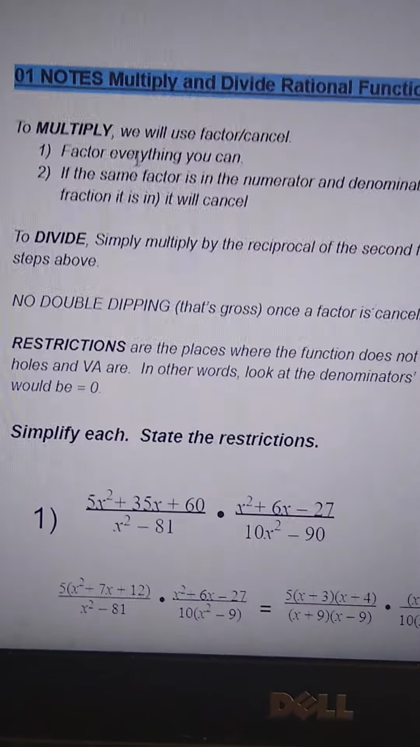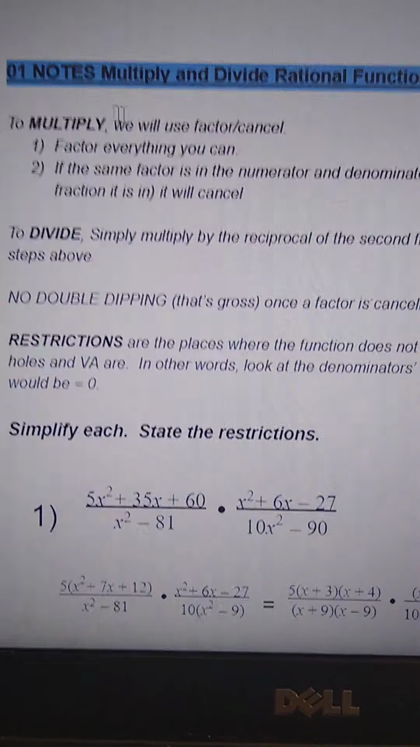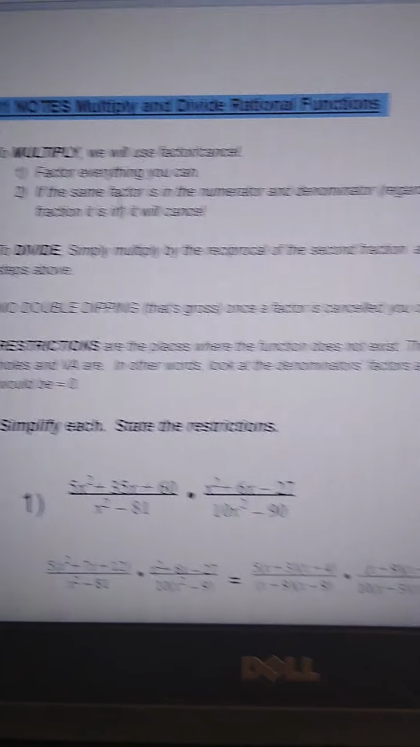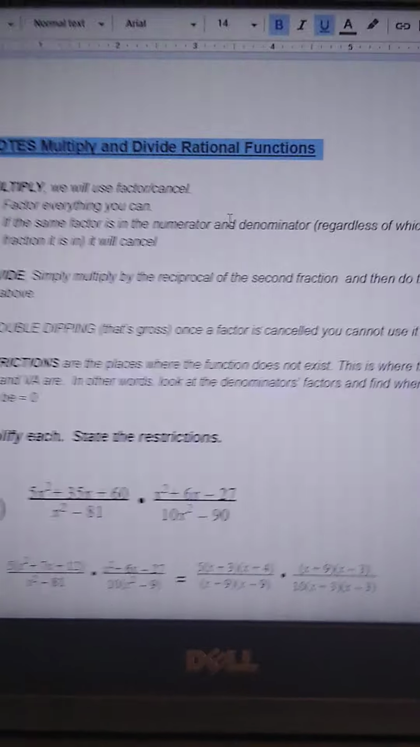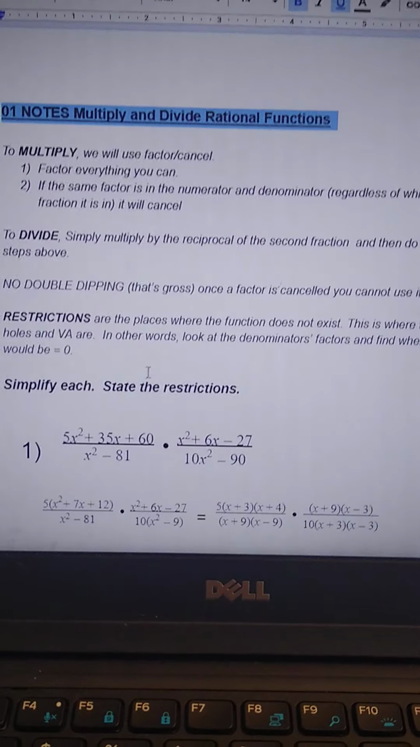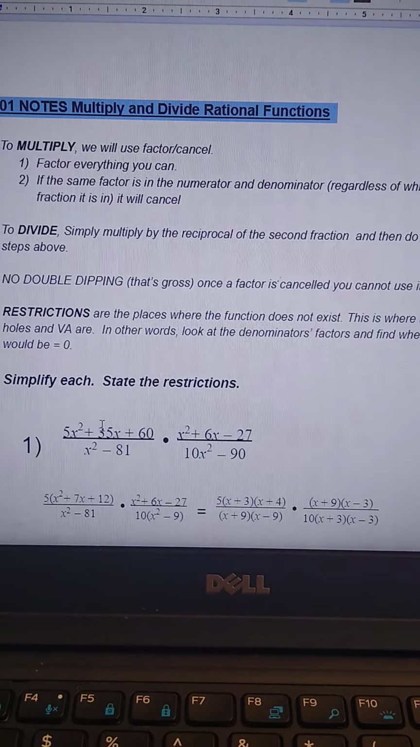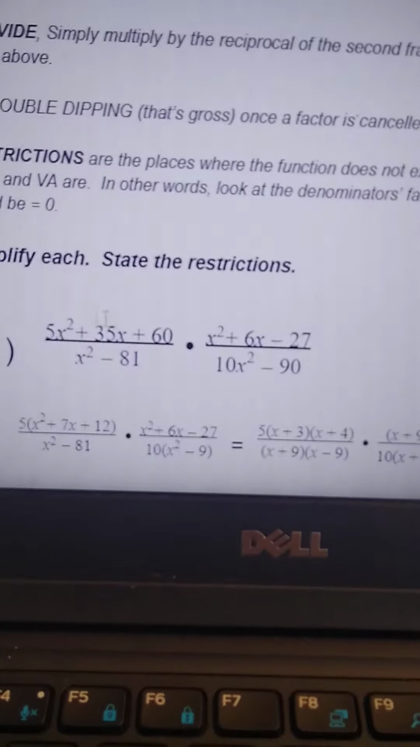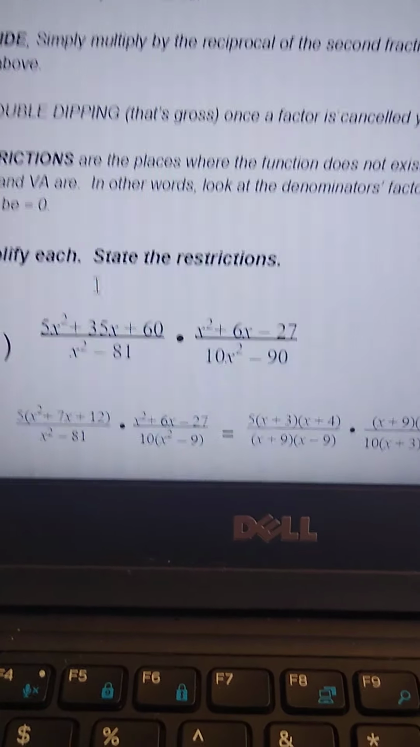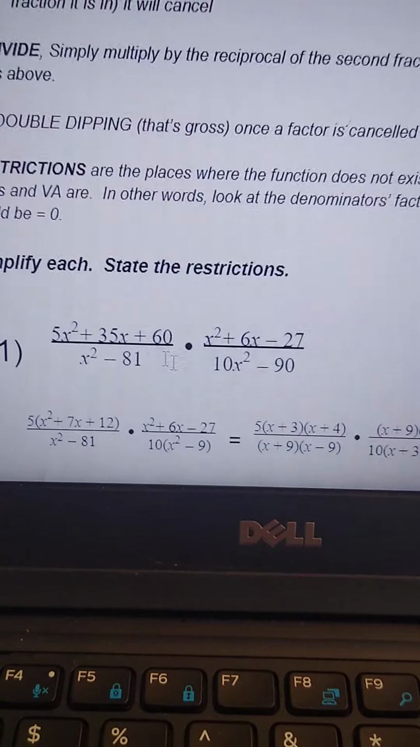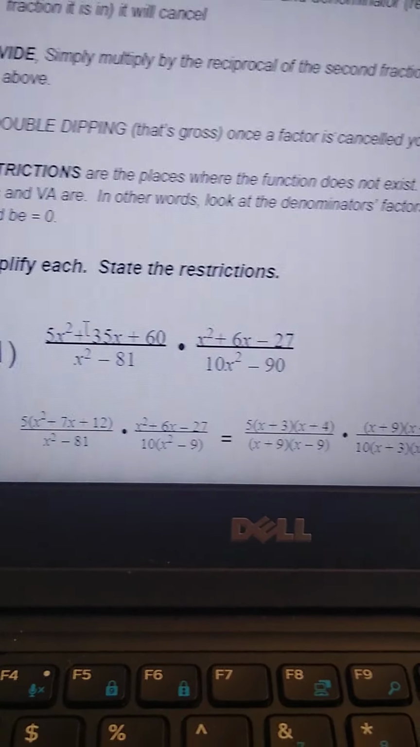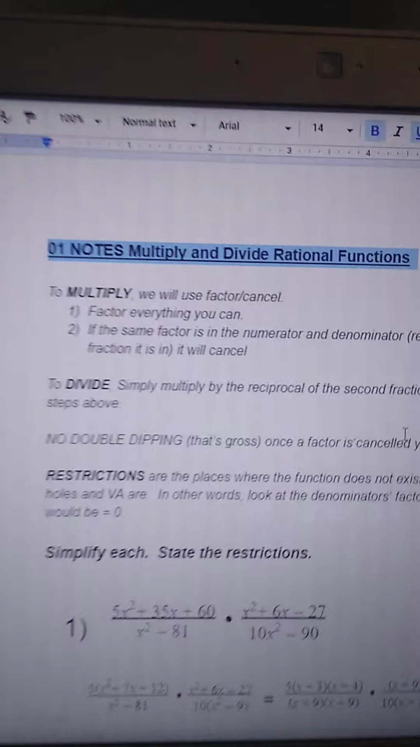A couple things. First of all, when you multiply, you're going to use the factor cancel method. Factor everything you can. If the same factor is in the numerator and the denominator, regardless of which fraction it's in, it will cancel. So there could be a factor in this numerator and the same factor in this denominator. Those would cancel even though they're not in the same fraction. Of course, they would also cancel if they are in the same fraction. The key is that one's in the numerator, one's in the denominator.